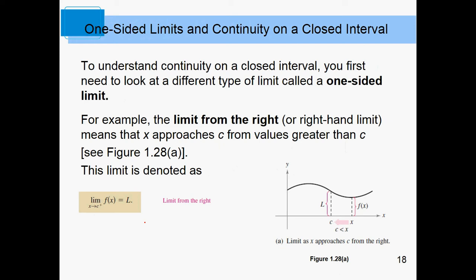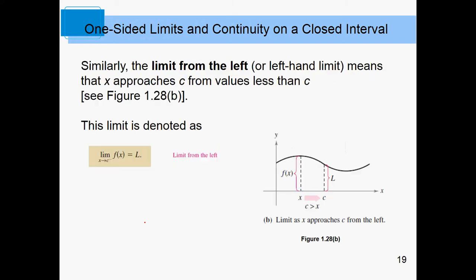The way we write this, a right-handed limit would be as x approaches c with a plus sign. I don't know if you can see this very well, but there's a plus sign denoting that we're coming from the right, from the positive side, okay? It doesn't mean that we're going positive, it just means we're coming from the positive side. If we want to go from the left, that's going to have a minus sign.